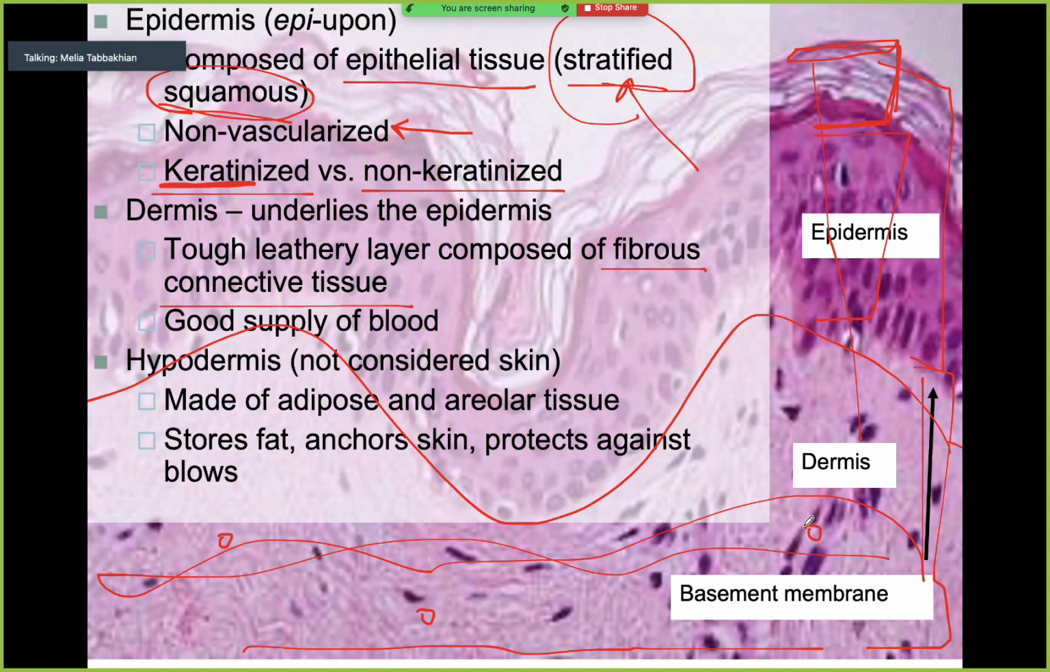Connective tissue, by the way, is not living. It is non-living. And then, of course, underneath all of this, you have the hypodermis, which you don't see on this picture, but you will soon. And that's made out of adipose tissue and areolar tissue. Make sure you know that, please.